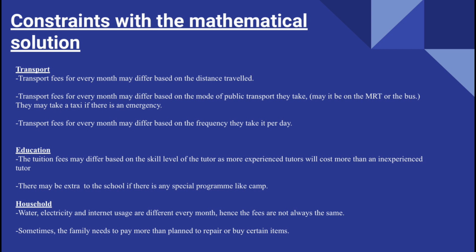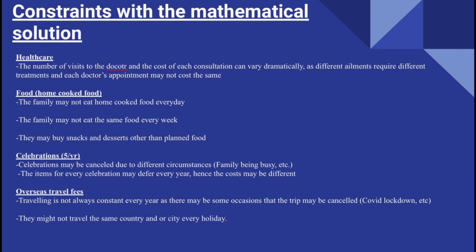There may be even extra fees that the school may want to collect if there's any special program like camp. For household fees, water, electricity, and internet usage are different every month. Hence, the fees are not always the same. Sometimes, the family needs to pay more than planned to repair or buy certain items. For healthcare, the number of visits to the doctor and the cost of each consultation can vary dramatically, as different ailments require different treatments and each doctor's appointments may not cost the same.